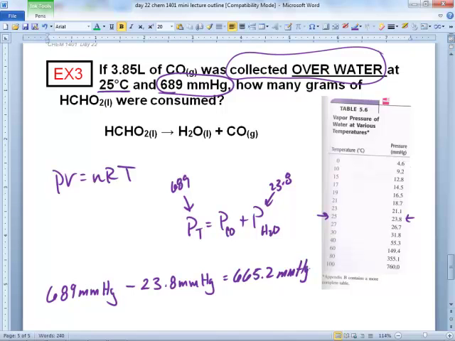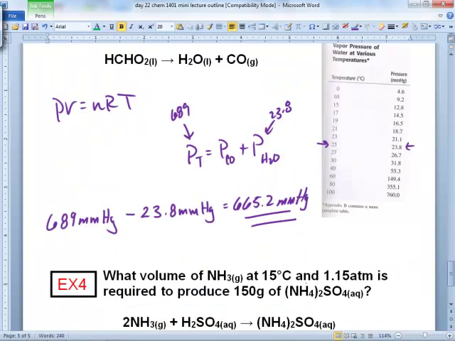Okay. Now what? What would you do now? Yeah, we need atmospheres so we can prep it to plug into our equation there. 665.2 millimeters of mercury times one atmosphere over 760 millimeters of mercury. That's to go on the bottom. So divide that by 760, about 0.876.